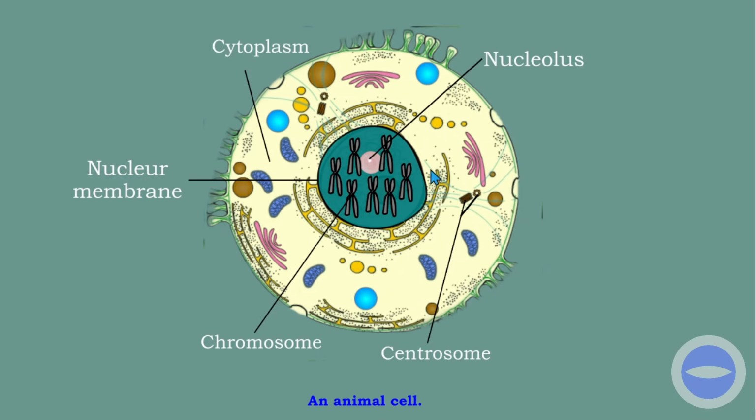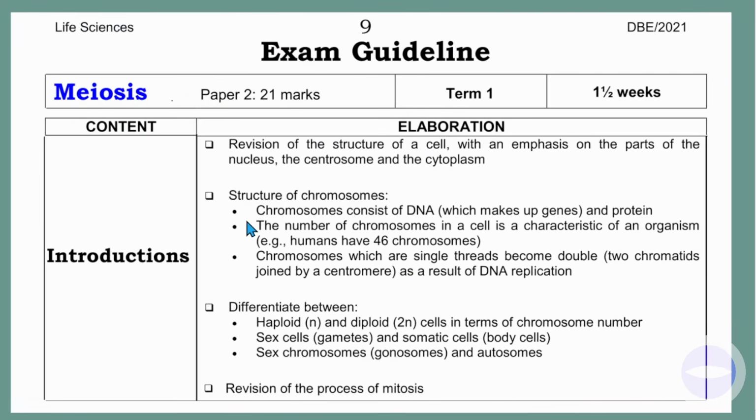Cytoplasm is the space inside the cell. And then the centrosome. The centrosome, these are this part. We've got the centrosome, which is 2 centrioles, is this part, and then on the other side we have another one. These are the things that we will be looking at in this chapter. So we must be familiar with these parts of the cell. Another thing that the examiner wants us to know, we must know the structure of a chromosome.